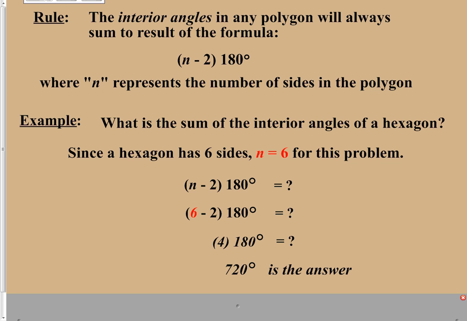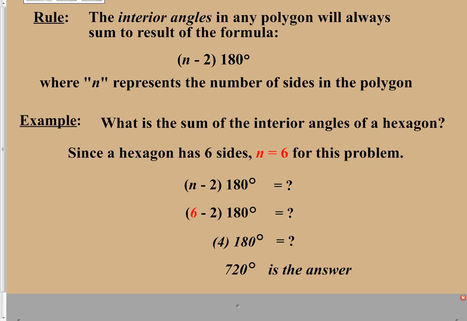That means that the 6 angles inside of this hexagon, when you add them all up, will equal 720 degrees. Now, it does not mean that each angle is congruent to all the other angles or anything like that. It simply means that the total of the 6 of them, when added together, is 720 degrees. And that will be true for any hexagon, because for any hexagon, n equals 6.